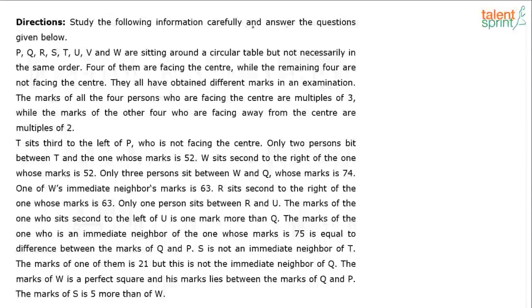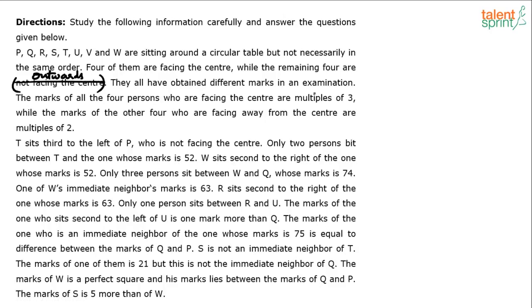Study the following information carefully and answer the questions given below. P, Q, R, S, T, U, V and W are sitting around a circular table but not necessarily in the same order. 4 of them are facing the center while the remaining 4 are not facing the center. So out of 8 persons, 4 are facing center, and obviously the remaining 4 are not facing the center, meaning they are facing outwards. That's the point there.